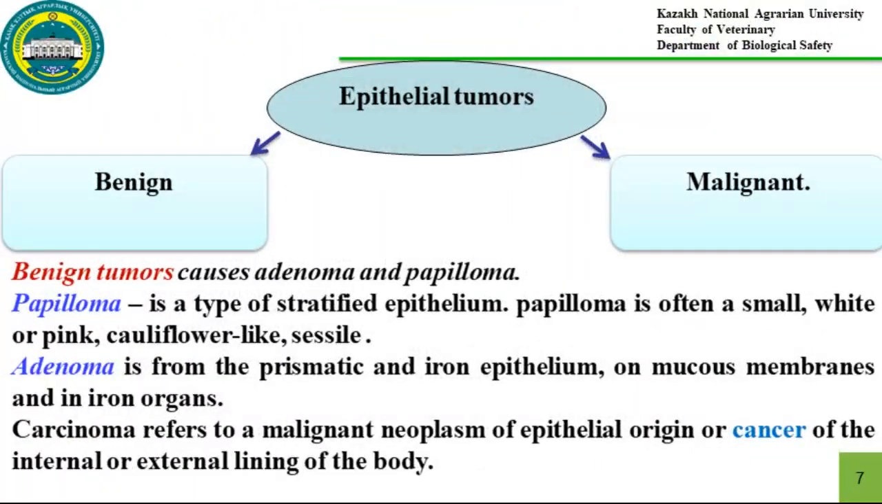Next, epithelial tumors: 1. Benign, 2. Malignant. Benign tumors include adenoma and papilloma. Papilloma is a tumor of stratified epithelium. Papilloma is often a small white or pink sessile growth. Adenoma arises from the prismatic and glandular epithelium, the mucous membranes and the glandular organs. Carcinoma refers to a malignant neoplasm of epithelial origin or cancer of the internal or external lining of the body.